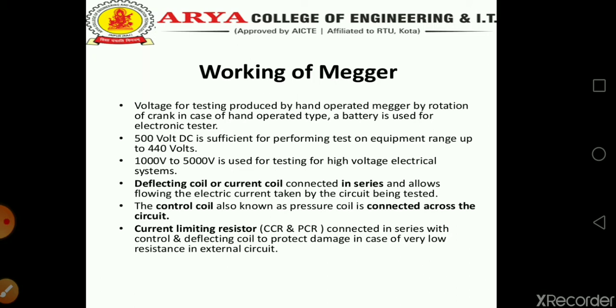500 volt DC is sufficient for performing tests on equipment with a range up to 440 volts. 1000 volt to 5000 volt is used for testing high voltage electrical systems.